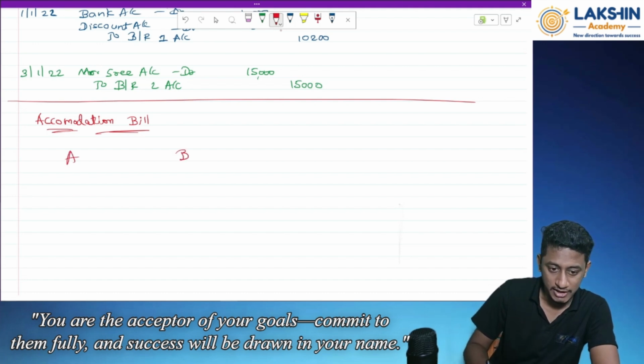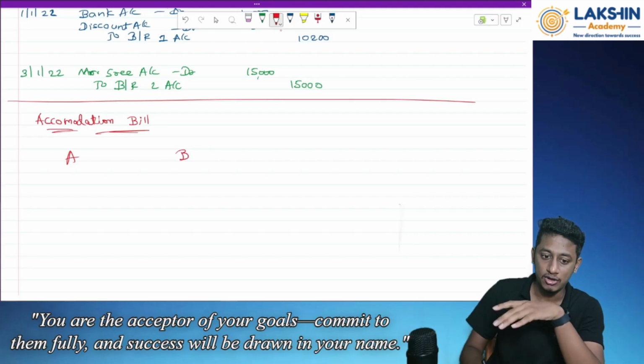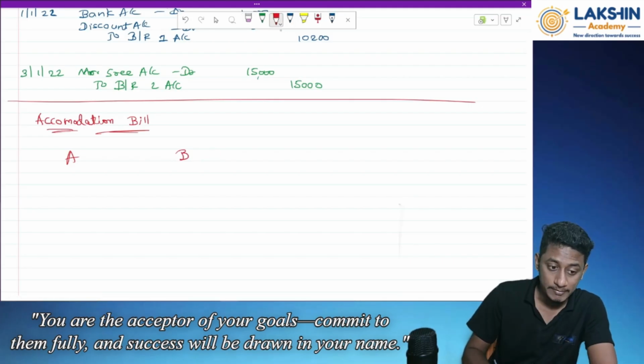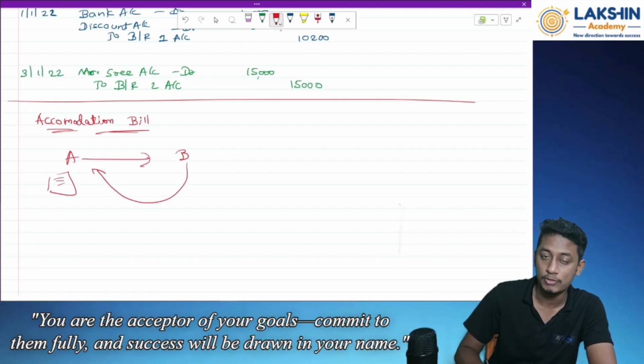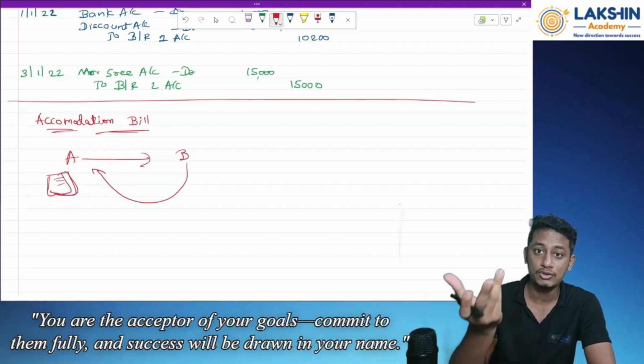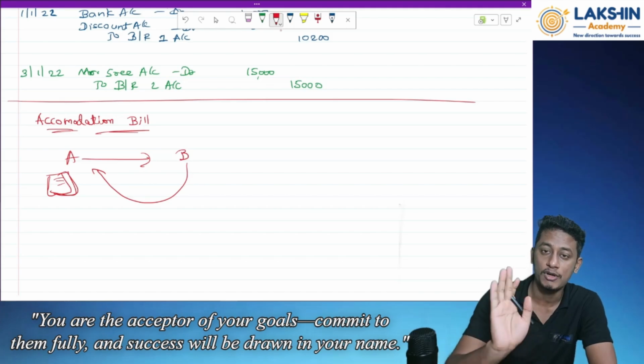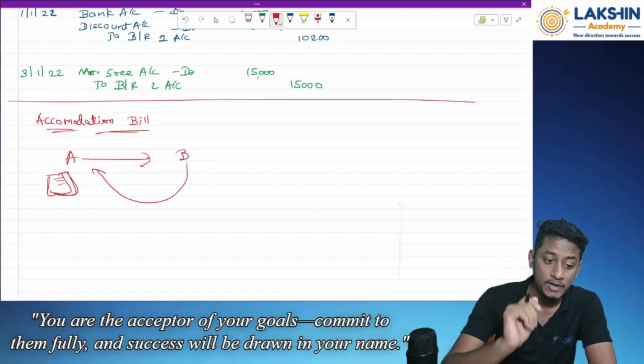See, let us say there are two parties, Mr. A and Mr. B. There is no sale transaction or purchase transaction from the point of view of Mr. B. But still, Mr. A draws a bill and sends it to Mr. B. Mr. B accepts the bill and sends it to Mr. A. So now this has become a bill of exchange. But there is no underlying transaction based on which this bill is drawn. Understand what is happening? So basically they are drawing a fake bill. Now what is the purpose?